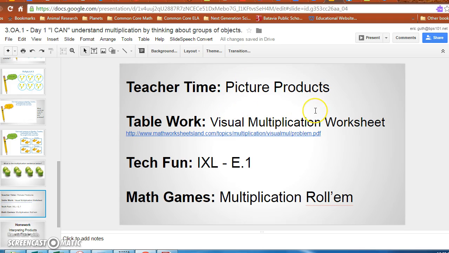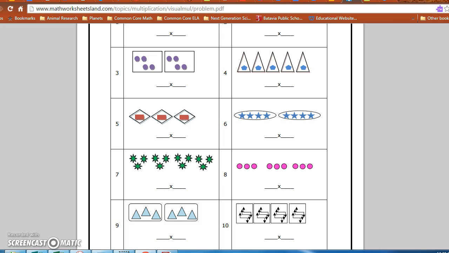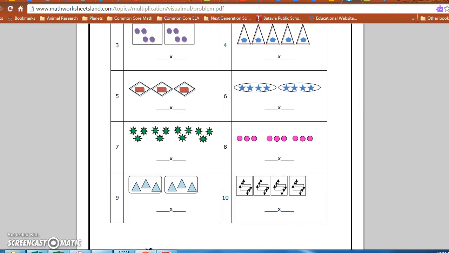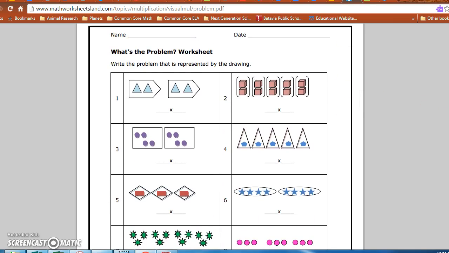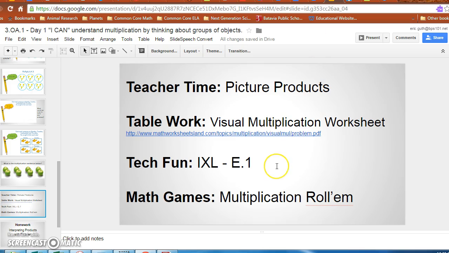So for teacher time, and all the stations are 12 to 15 minutes long depending on how much time we have for the day. So for teacher time, we've got picture products. So in that case, I'll give them a problem like 4 times 3, and they will use manipulatives to solve that problem. For table work, it's a visual multiplication worksheet. So it looks like this. So there'll be different problems where they're provided the picture, and they have to write what the multiplication sentence is for that. Then for Tech Fun, there's IXL.